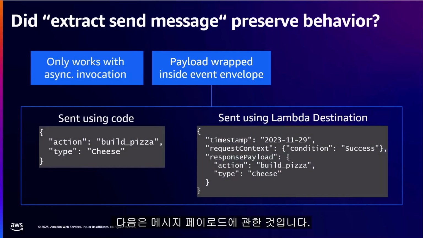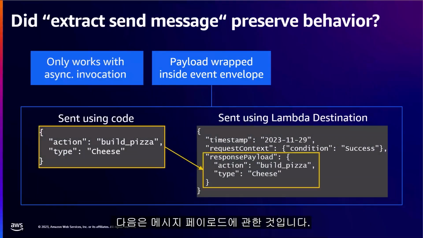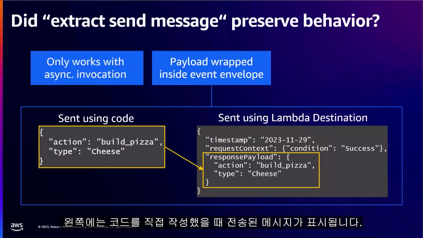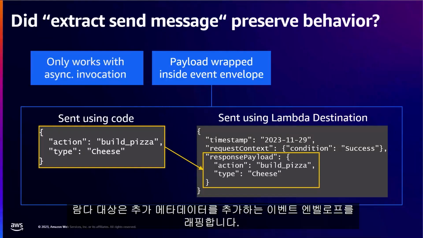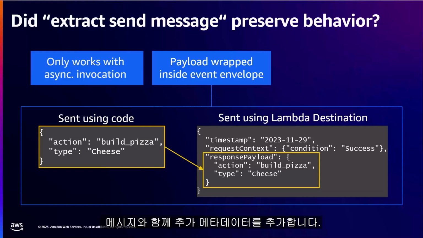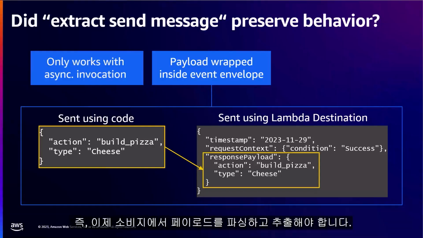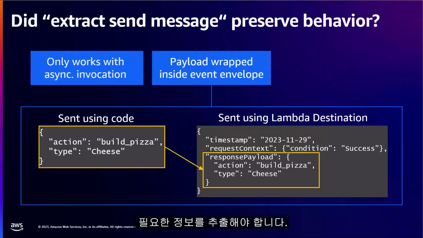The next one was the message payload. Look at your screen. On your left is the message that was sent when you directly wrote the code, and on your right is the message from the Lambda destination. The Lambda destination wraps an event envelope which adds additional metadata along with the message. What does this mean? This means that at your consumers, you will now have to parse the payload and extract the necessary information.